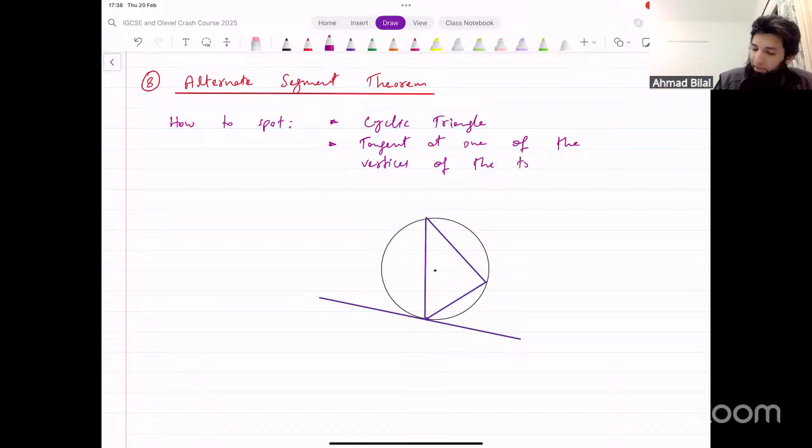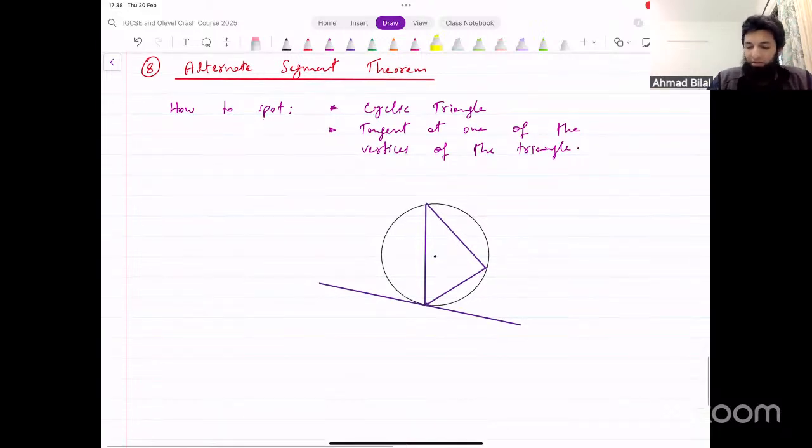Okay, so we have a cyclic triangle, and you have a tangent that's touching one of the vertices of the triangle. Now, what happens in a case like this? Let's call this point A, let's call this point B, and let's call this point C.